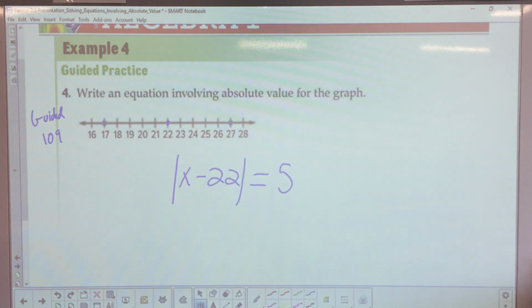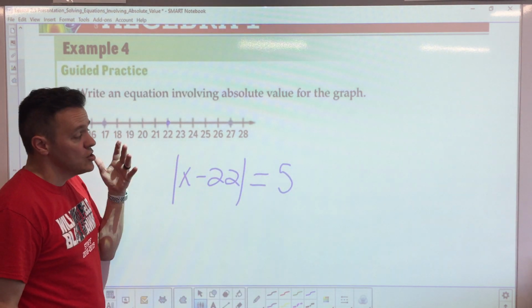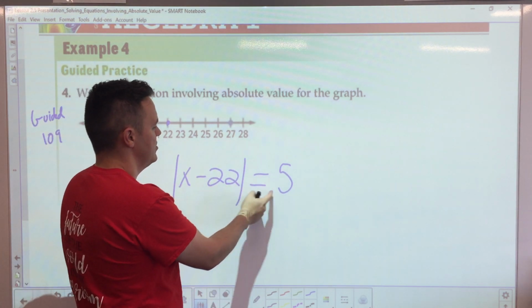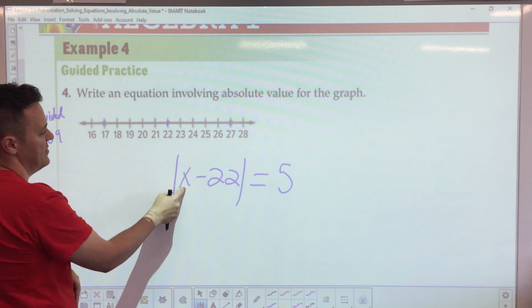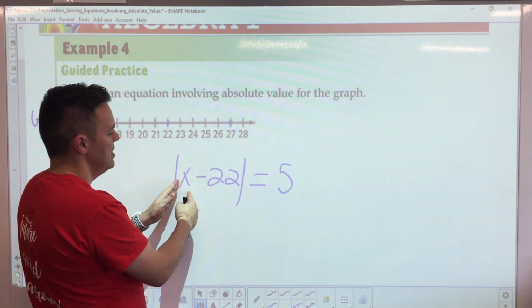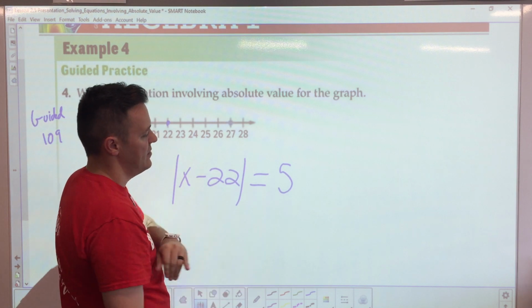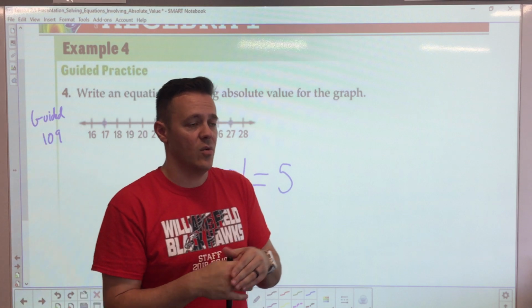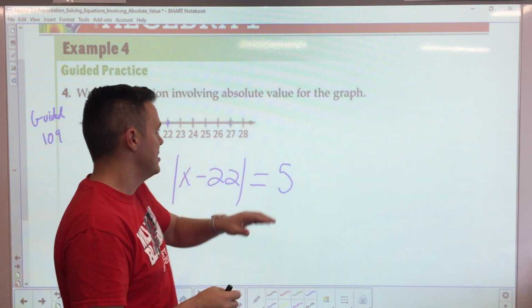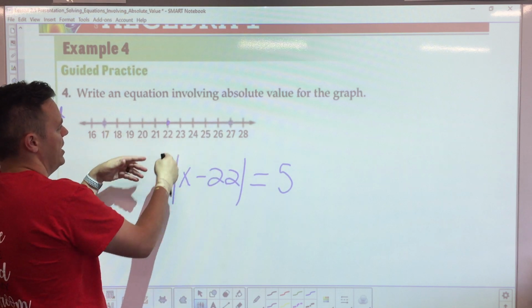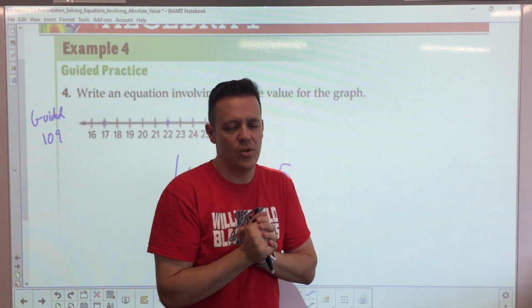We're done. What you can do is simplify and try it if you want. So if I put a 27 in here, 27 minus 22 is 5. If I put a 17 in here, 17 minus 22 is -5. The absolute value is 5. Okay, the point for you is making sure if we have a question like this on the test, that you find the middle. So count in, okay? Use your hand if you have to, all right? It's not really that difficult to do.